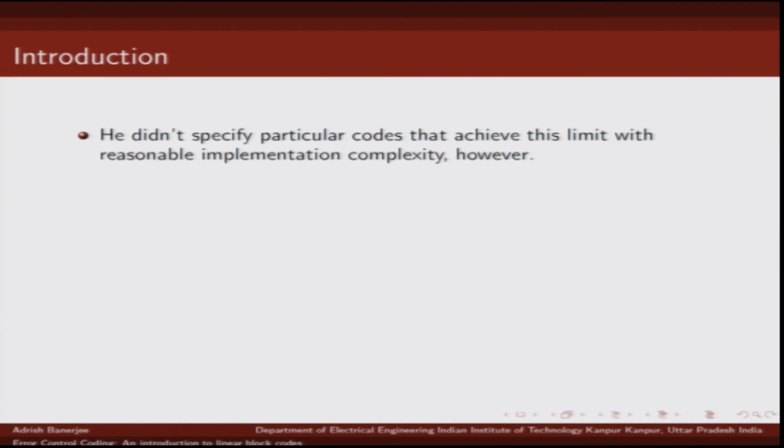Now, in his theorem, Shannon did not specify how to design such codes which have rate close to capacity, and that is where error control coding comes into the picture. So, the goal of error correcting coding theorists is to design codes which can achieve this limit. As long as we design error correcting codes which have rate less than channel capacity, we can achieve arbitrarily low probability of error. So, the goal of error control coding is to design such codes with rates as close to capacity as possible.